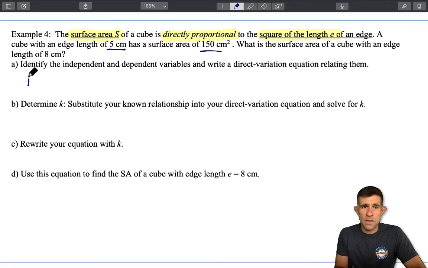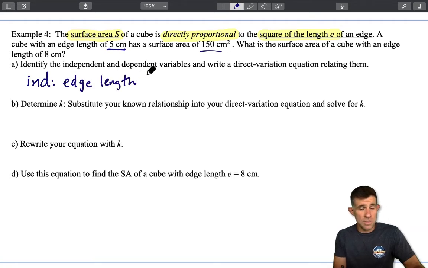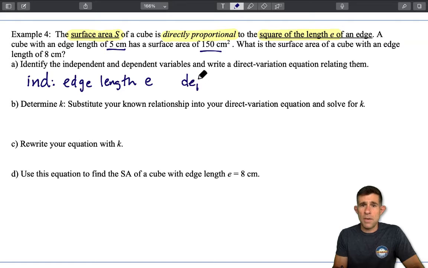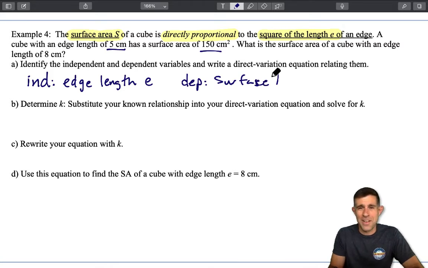All right, so let's start off by identifying our independent and our dependent. Our independent variable here is going to be our edge length. As that edge length changes, as it grows in size, the surface area will also grow. So our edge length is going to be E. Our dependent variable is going to be our surface area, and we're going to call that S. So our relations look like this, E, comma, S.